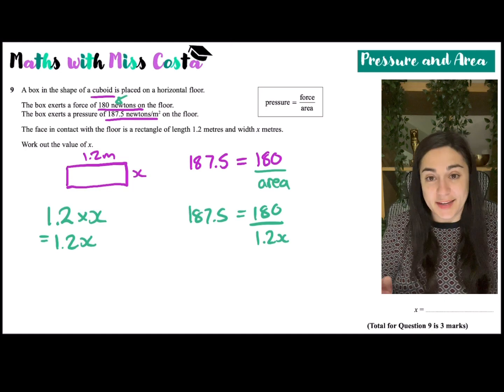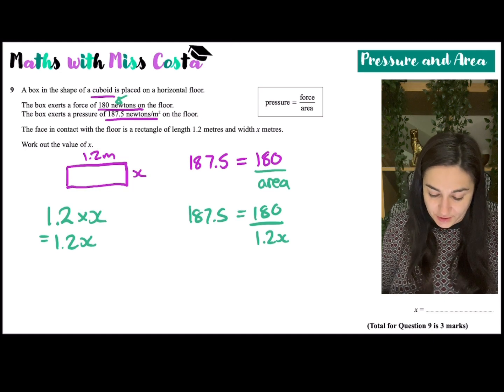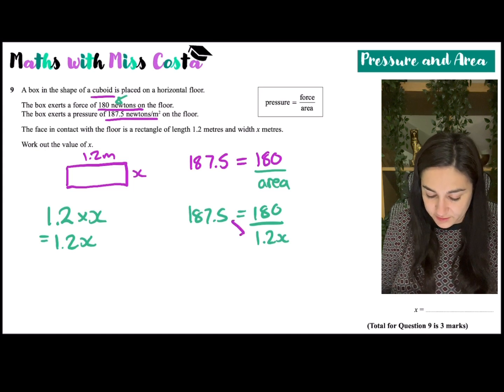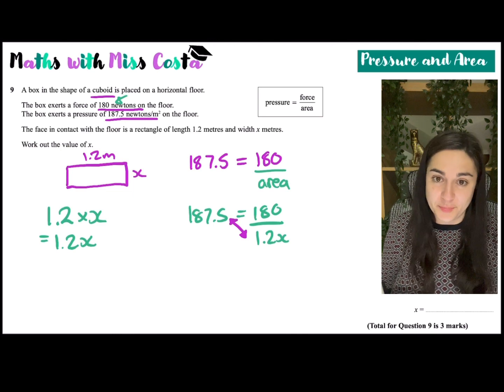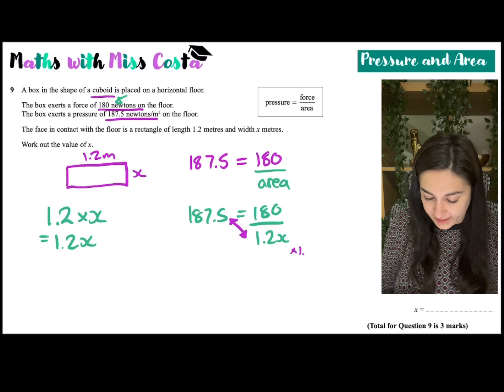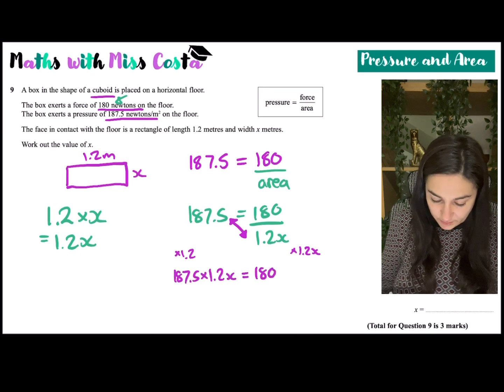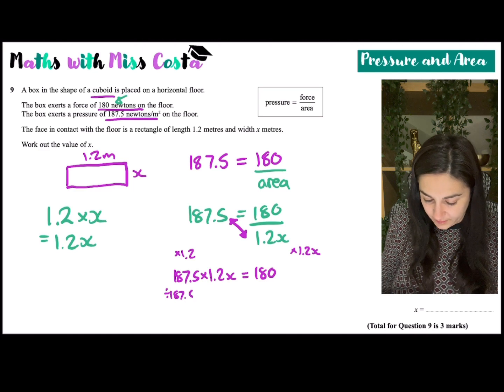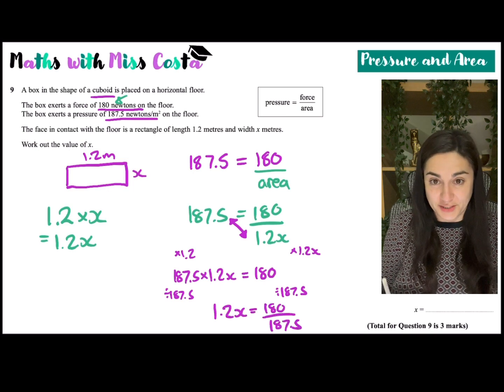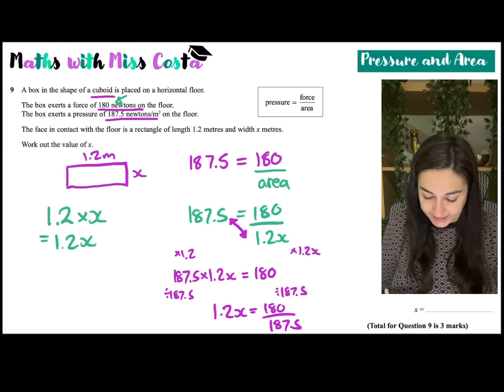And now what I need to do is rearrange the equation. So the little trick is, if you've got a denominator and a single term here, you can just flip them to rearrange it. The long way is you multiply 1.2x by both sides. So you end up with 187.5 times by 1.2x equals 180. And then you divide by 187.5. So you end up with 1.2x equals 180 over 187.5, which is the same as if I just flipped them. So that's a little shortcut, but this is why, so that you understand.